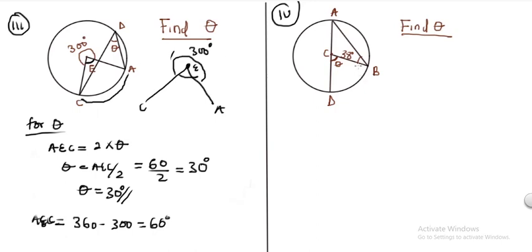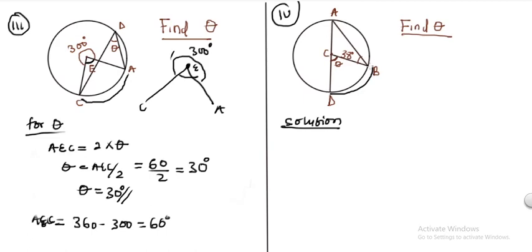For this question also, you can try to pause the video and solve the question. In this question, you have to be careful the way you solve it. The first thing we want to do is write out the solution. You're looking for theta, so I'll look at the arc that creates theta. The arc that creates theta is this arc.